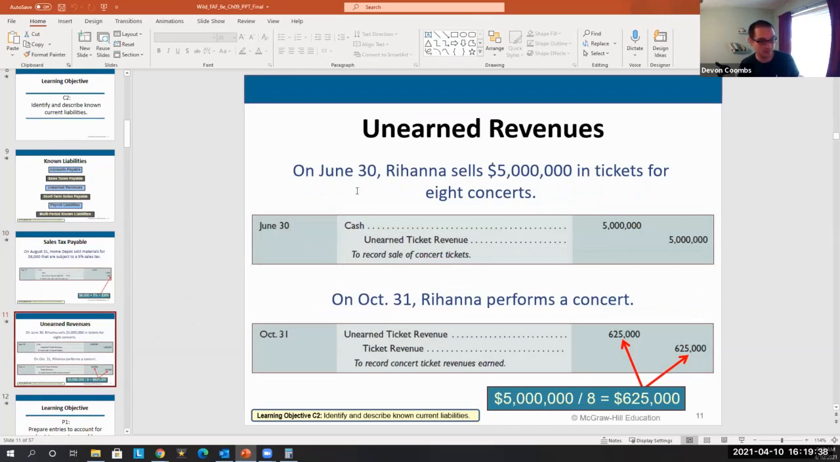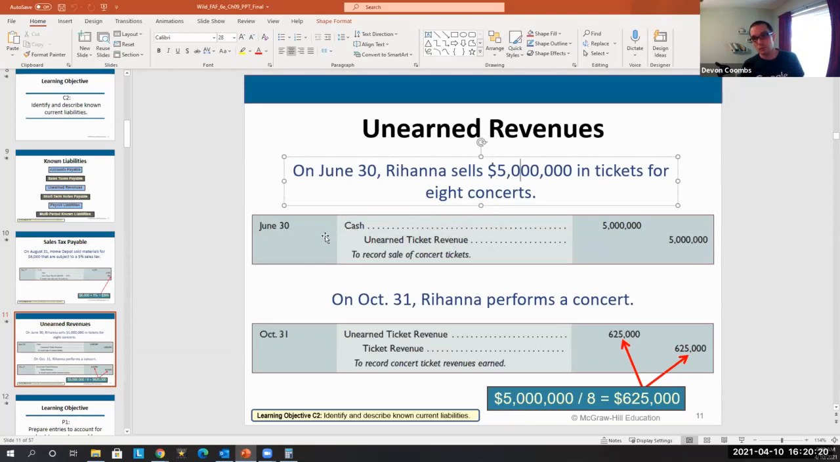Unearned revenues. So deferred revenue, this is a big one and can actually be rather complex. But we'll keep it simple for this class. Unearned revenue. On June 30th, we sell $5 million. Rihanna sells $5 million for 8 concerts. So on the day that we receive the cash in exchange for a future promise, a future performance obligation, the performance obligation is the promise, we would credit a deferred revenue or unearned revenue account. What that means is we have a liability to perform an obligation. If we don't perform this obligation, the customer has a right to the cash back in some regard, right?